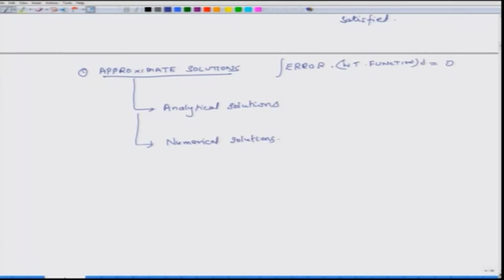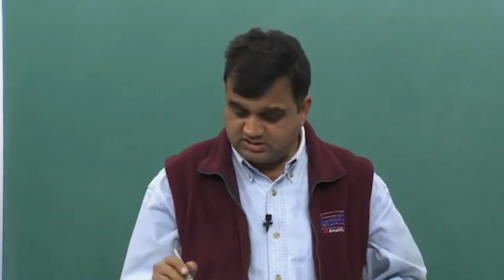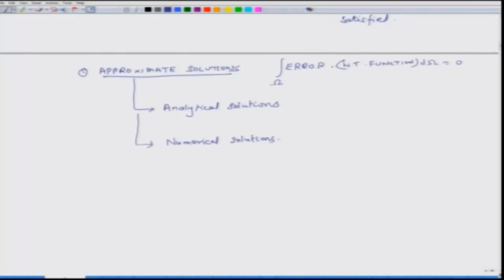So this is omega. It represents the domain. What does domain mean? The area of interest, the region of interest. So if I integrate this error in a weighted sort of way, and I will use this term weighted again and again, and slowly it will become more and more clear to you what it means. In a weighted sort of way, if I integrate this error over the domain, which means the region of interest, then that error is going to be 0.